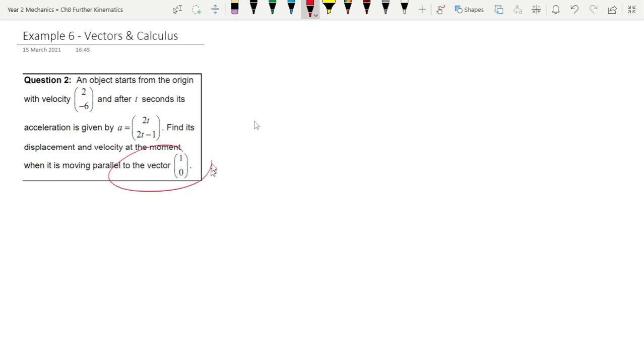Okay. So this bit here is basically saying its velocity needs to be parallel to 1, 0, so some multiple of 1, 0 like that. Now, all we're told is the acceleration. So we need to integrate the acceleration to get the velocity. So velocity is the integral of the acceleration. So it would be just t squared plus a constant. And then on the bottom we would have t squared minus t plus a different constant.